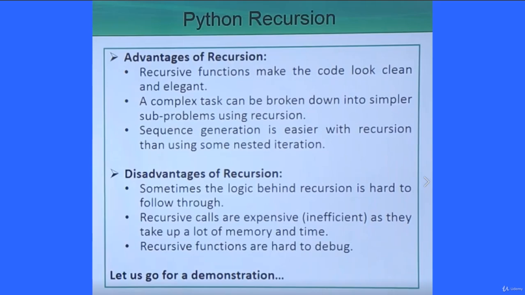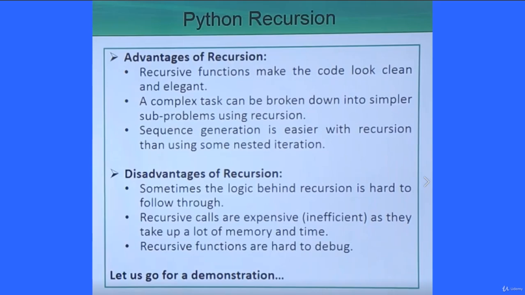So now what are the disadvantages of recursion? Sometimes the logic behind recursion is hard to follow through. So that is a very important one. So while writing the recursive algorithm, you must have a good grip over the programming logic. Otherwise, sometimes the recursive algorithm will become too tricky for you to understand the logic.